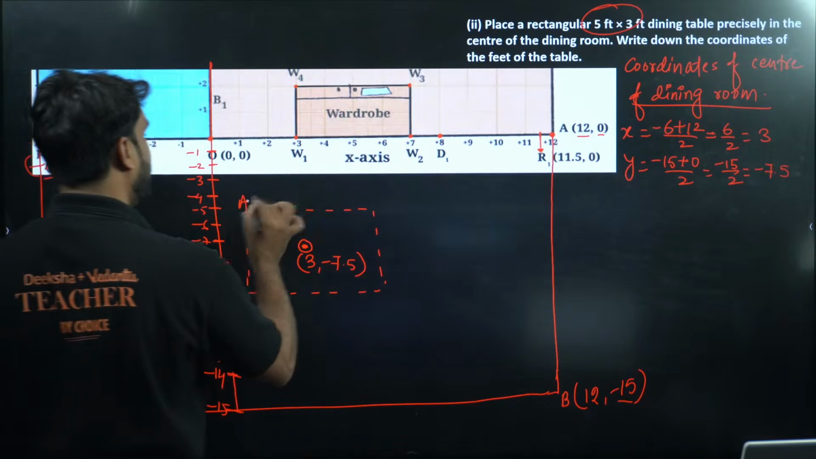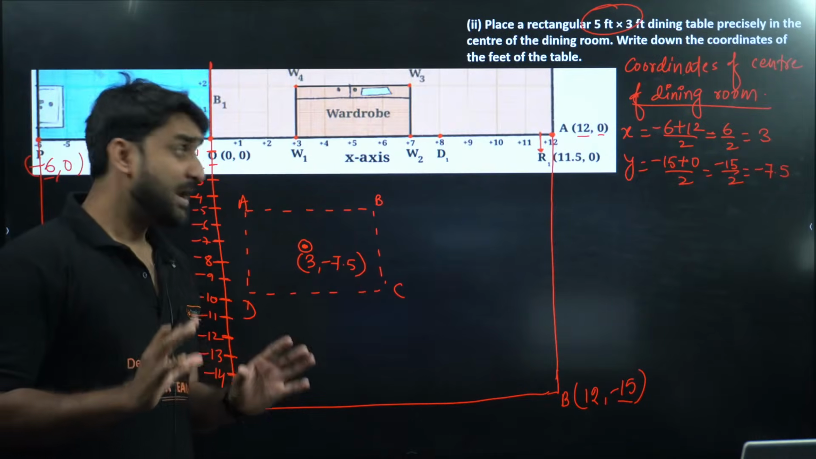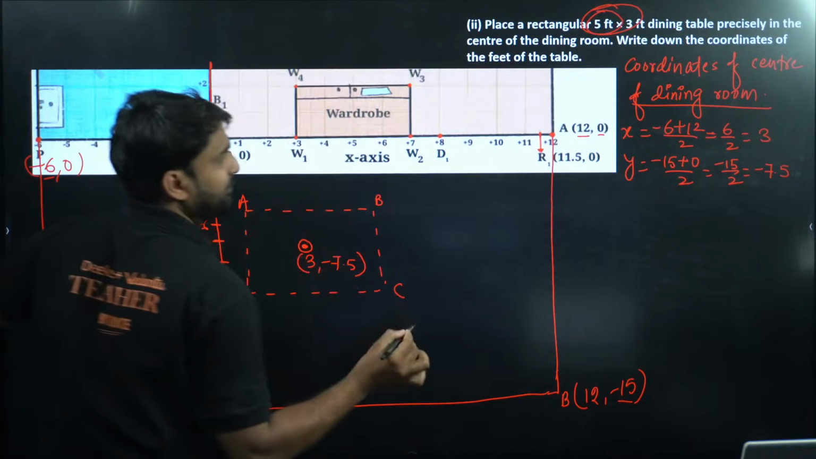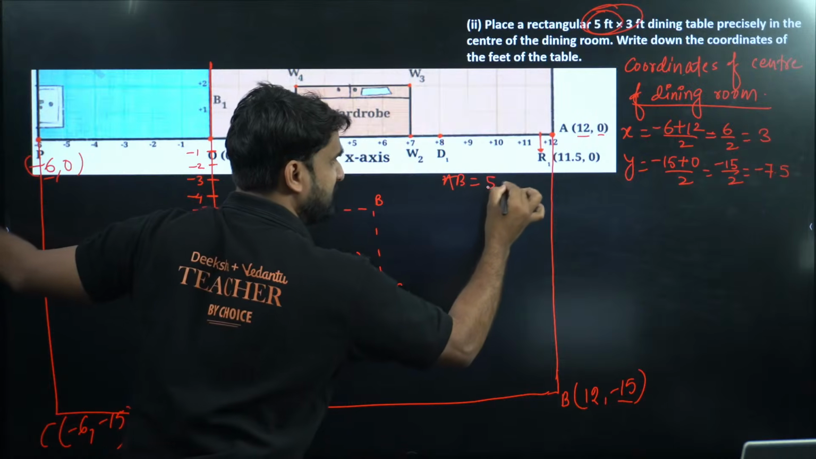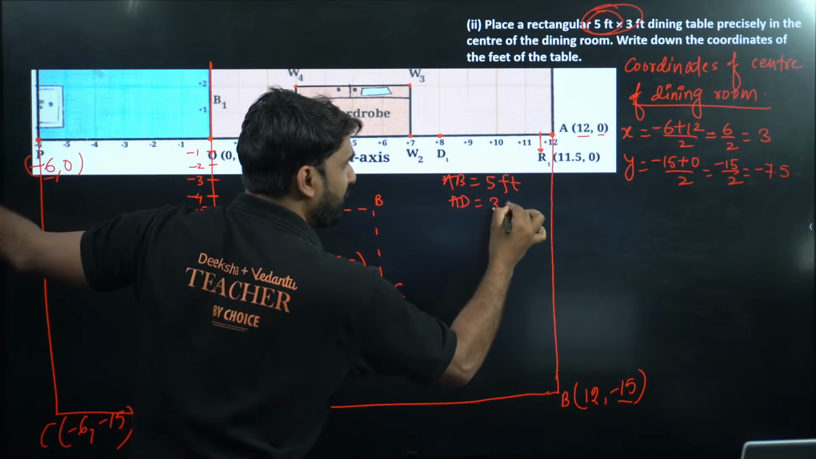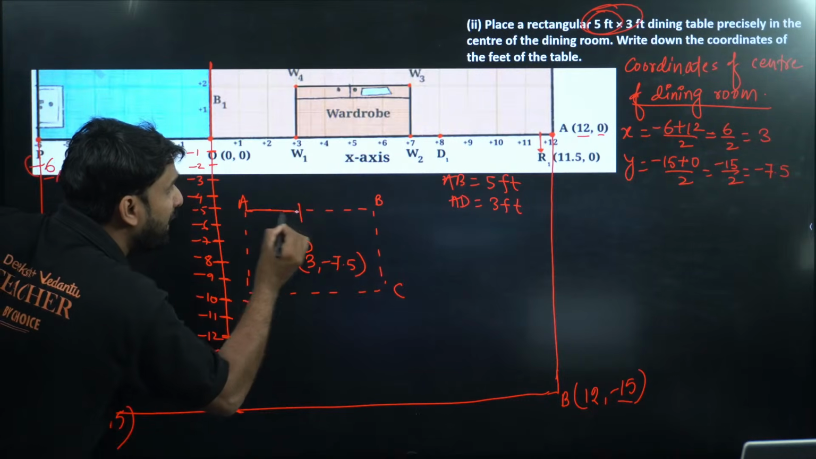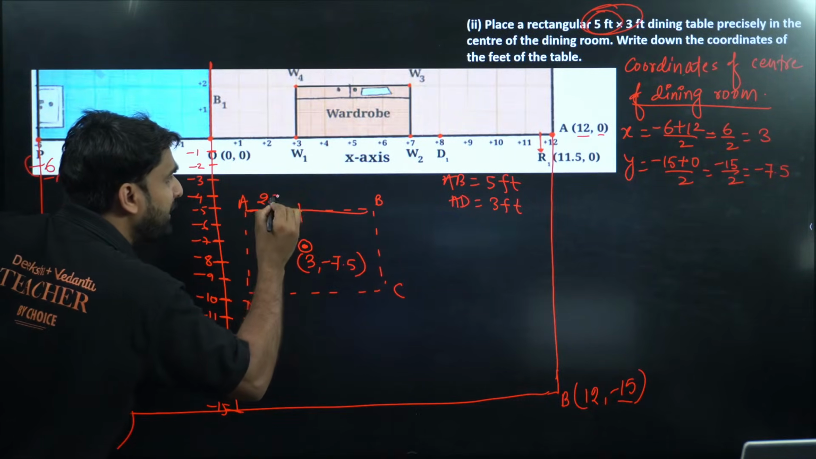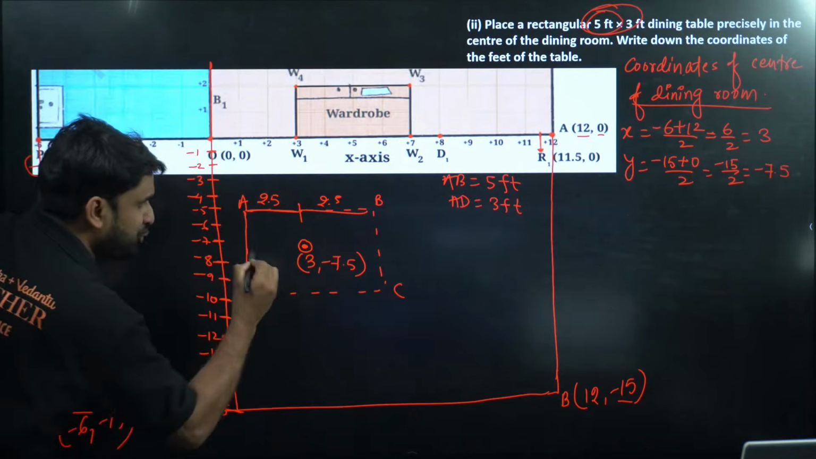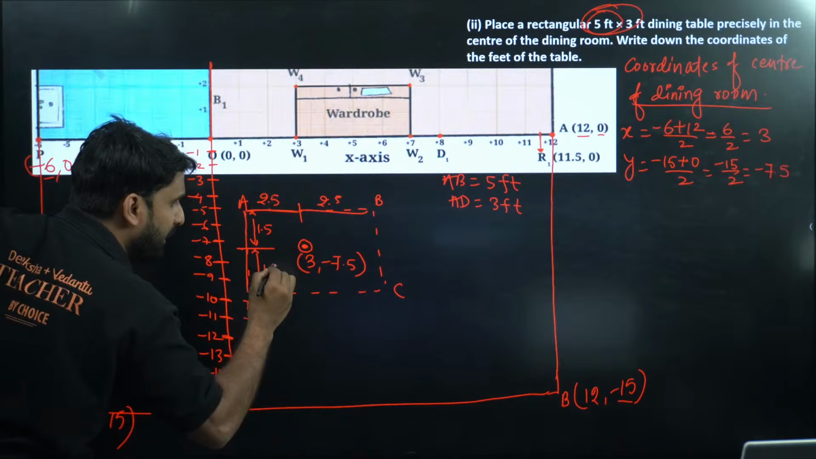Here is A, B, C and D, just for assumption. Now this entire AB is 5 feet, and this AD is 3 feet. And this should be the center. So this half will be 2.5 and 2.5, and this entire side is 3, so this would be 1.5 and this also would be 1.5.